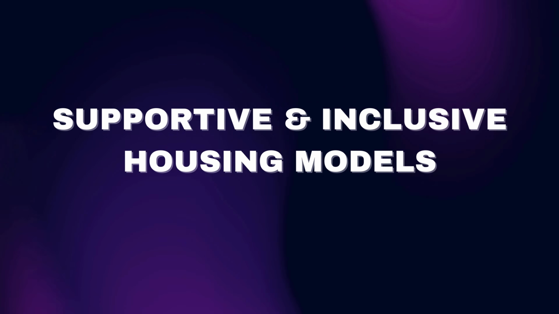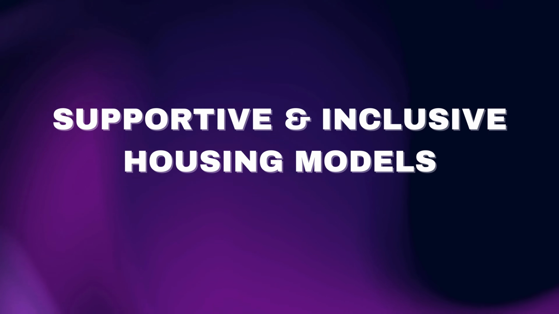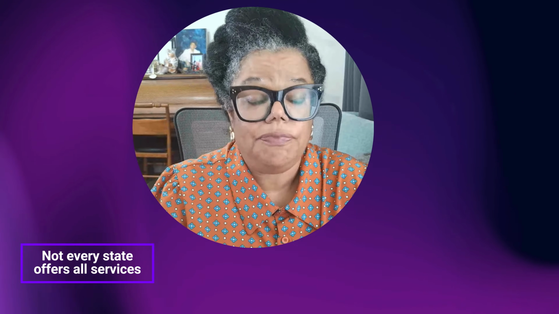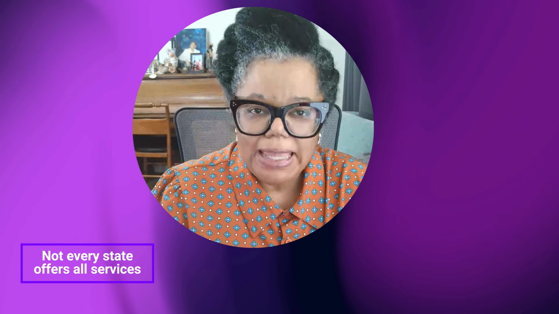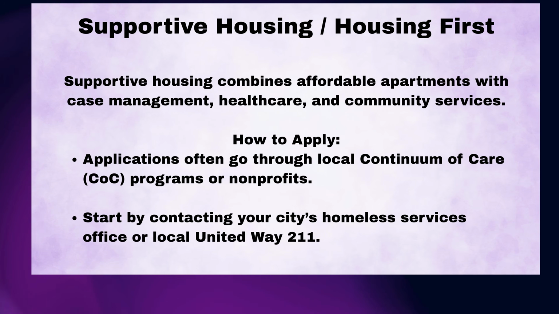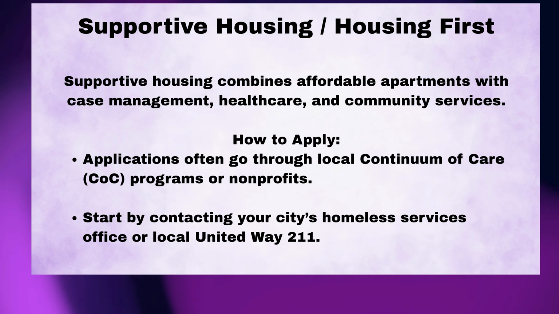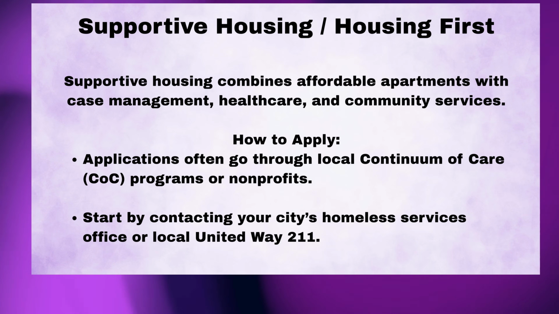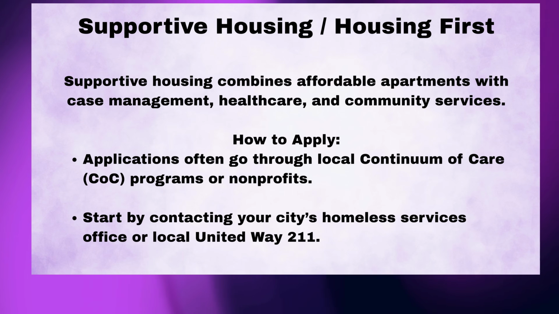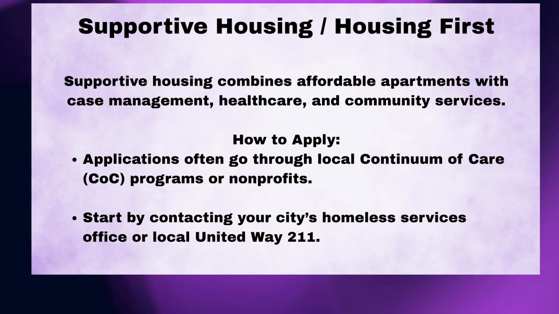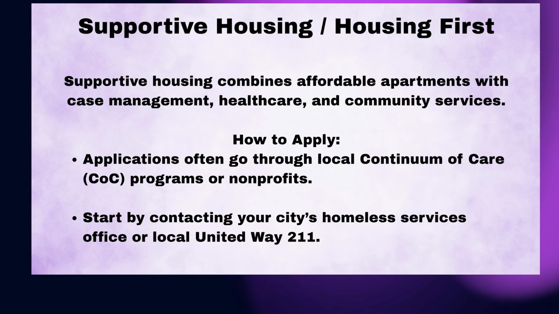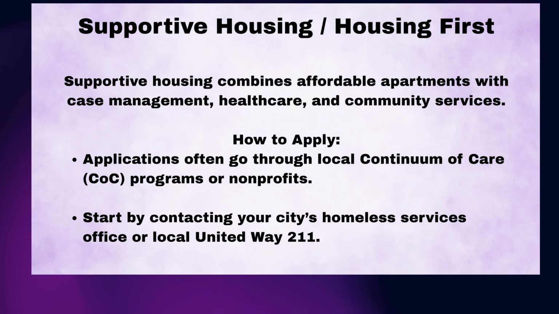Next, let's discuss supportive and inclusive housing models. So, guys, supportive housing is housing that combines affordable apartments with case management, healthcare, and community services. So, to apply for supportive housing, applications often go through local continuum of care programs or nonprofits, and you can find these programs by contacting your city's homeless services office or your local United Way 211.